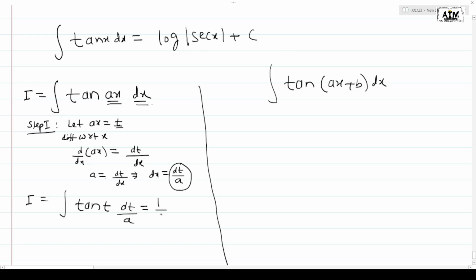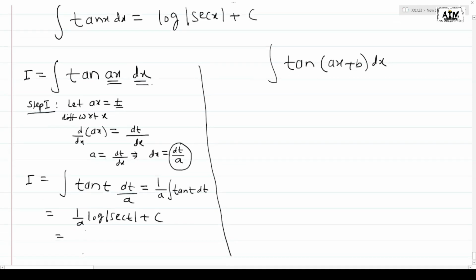equals 1 upon a common, integration of tan t with respect to t equals 1 upon a, integration of tan t, which is nothing but log of modulus sec t plus c. Now putting back the value of t, we get 1 upon a log sec, in place of t write back the value t equals ax, so write down ax here plus c. So this way you can do integration of tan of ax with respect to x.